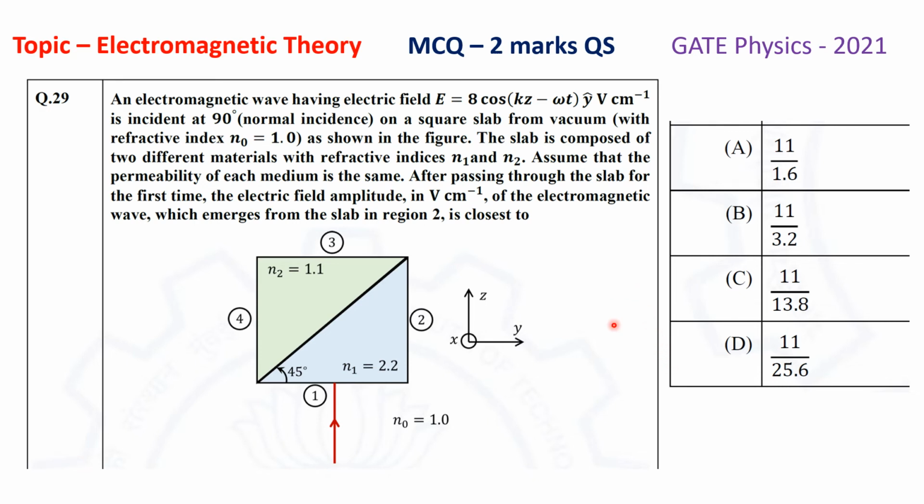So in this question, to solve this, we basically have to find the amplitude of the electric field in region 2 after getting reflected from this diagonal interface. Let us see the solution part now.